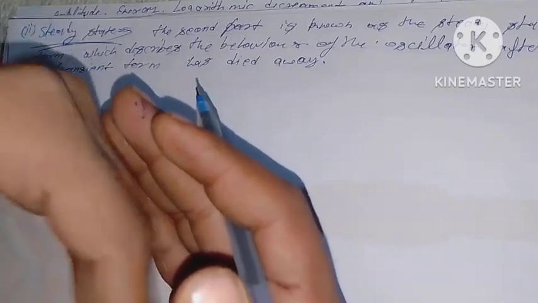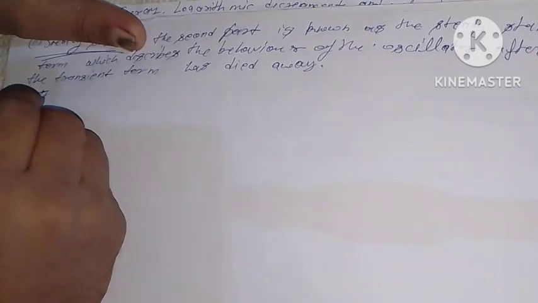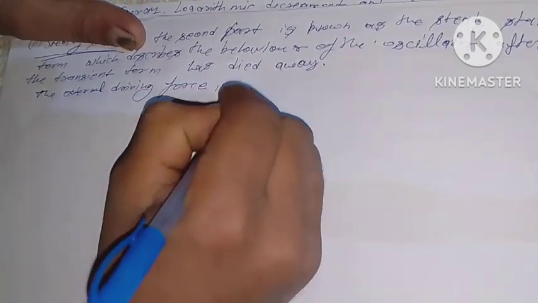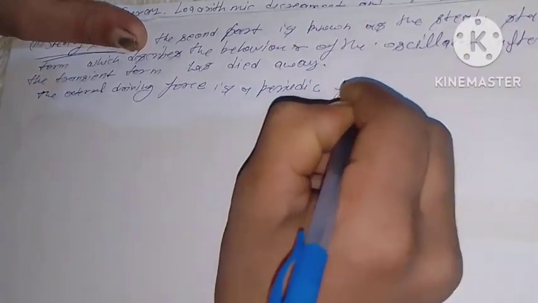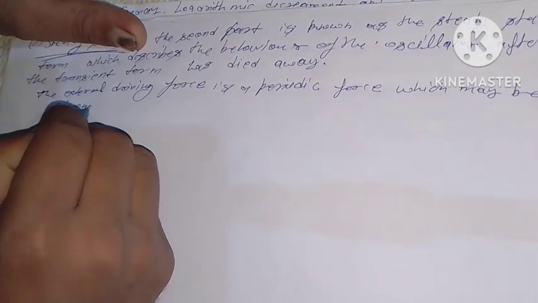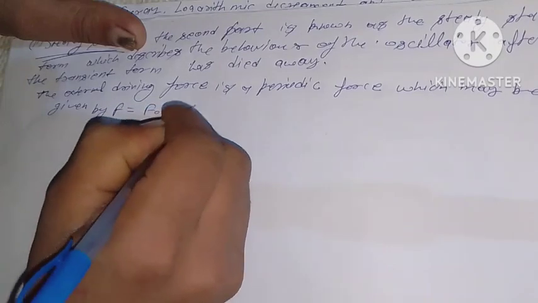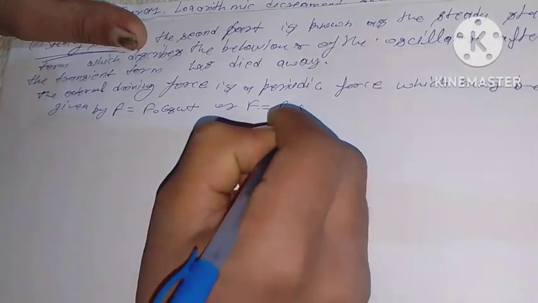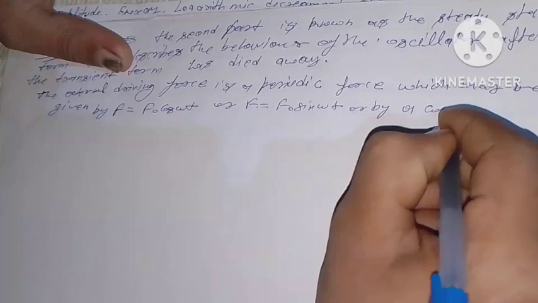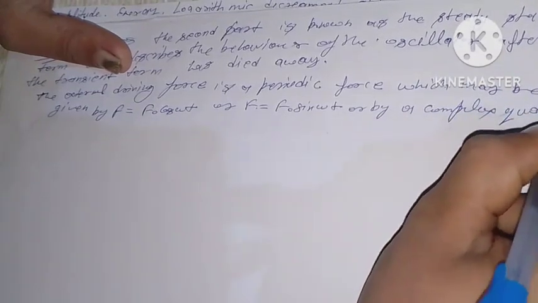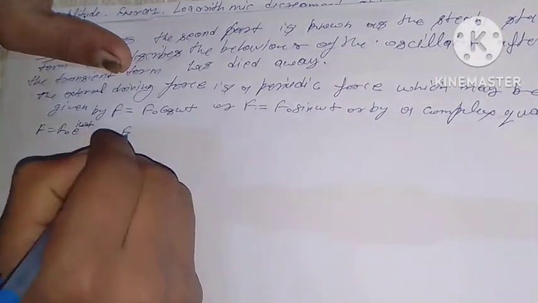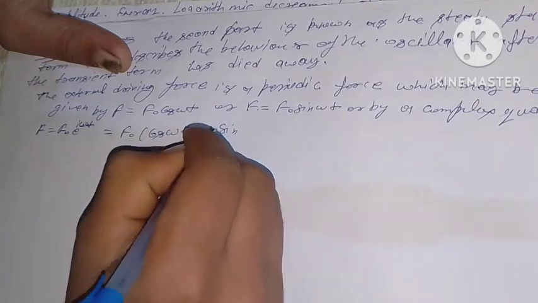The external driving force is a periodic force which may be given by F equal to F naught cos omega t, or F equal to F naught sin omega t, or by a complex quantity F equal to F naught e to the power i omega t, equal to F naught cos omega t plus i sin omega t.